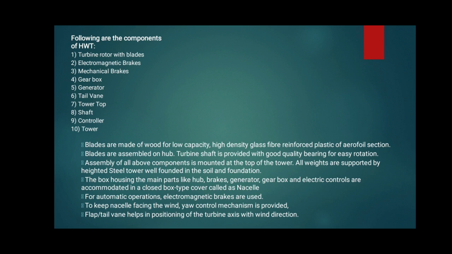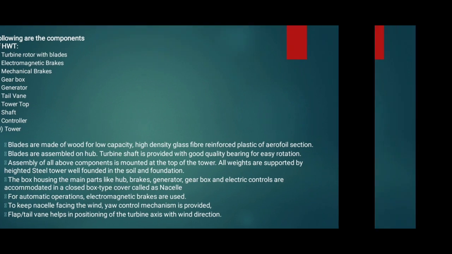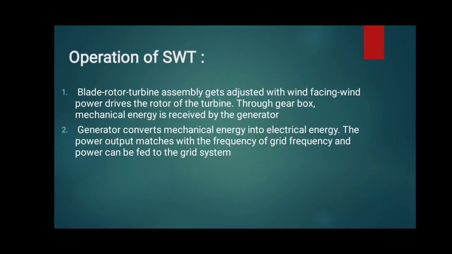Turbine shaft is provided with good quality bearing for easy rotation. Assembly of all components is mounted at the top of tower. All weights are supported by the heighted steel tower well founded in the soil and the foundation. The box housing the main parts like hub, brakes, generator, gearbox and the electrical control are accommodated in the closed box cover called as nacelle. For automatic operations, electromagnetic brakes are used. To keep the nacelle facing the wind, yaw control mechanism is provided. Flip tail vane helps in positioning of turbine axis with wind direction.